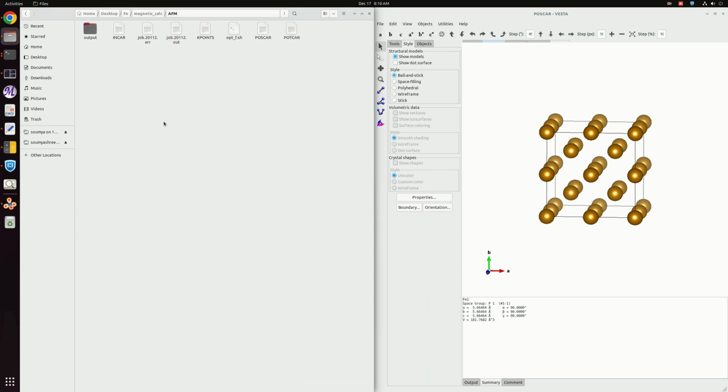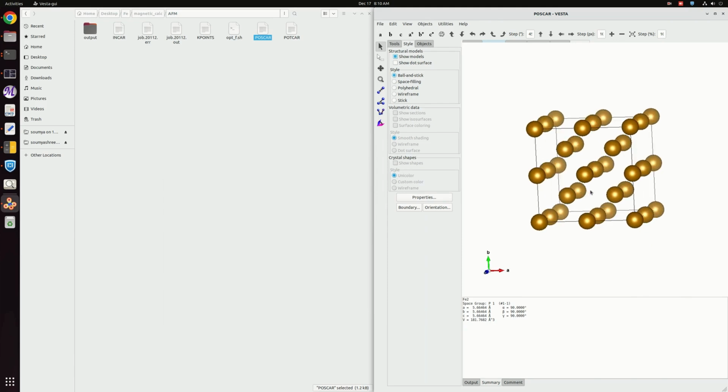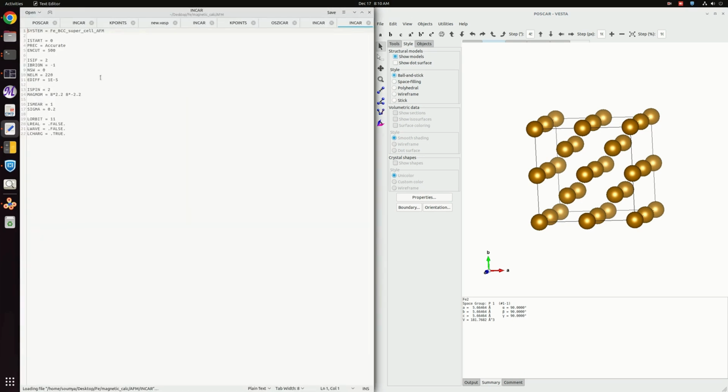So here in the antiferromagnetic calculation, the same POSCAR we have used, that we found from the supercell optimization, and in the INCAR the only change is this line. As we have 16 atoms of Fe here, for the first 8 atoms we have given the magnetic moment value as 2.2, and for the next 8 Fe atoms we have given the magnetic moment value as -2.2. That means half of the atoms take the positive magnetic moment, and half of the atoms take the negative magnetic moment.